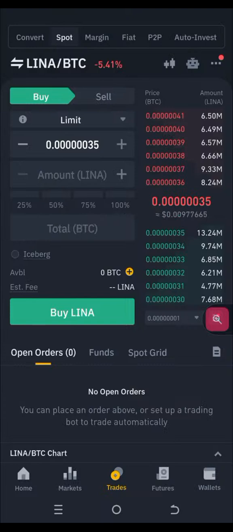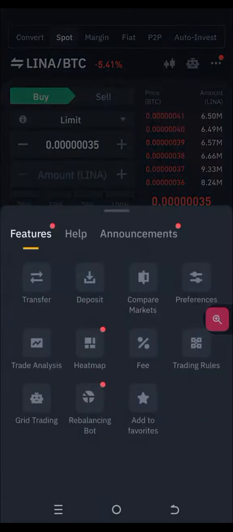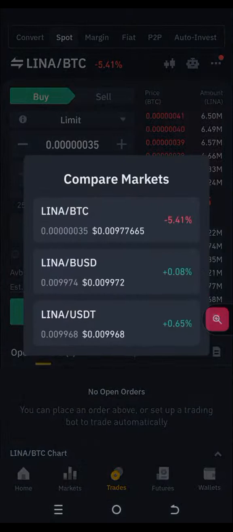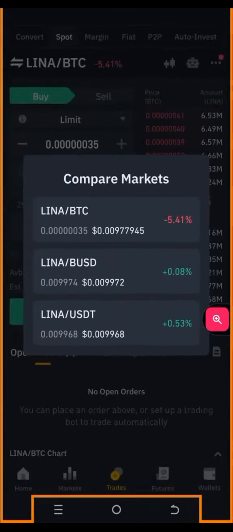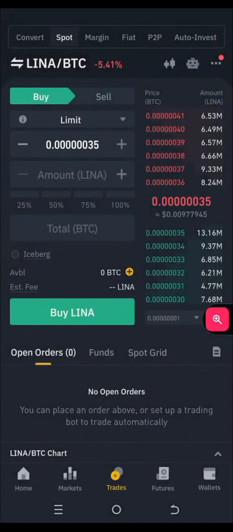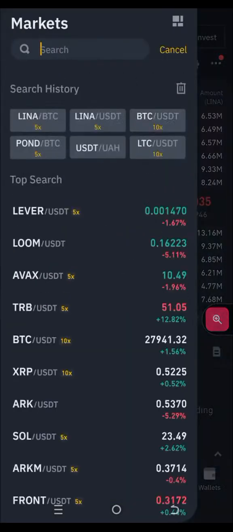Let's find out. Let's quickly go to the compare markets to see what we have right now. So you can see that in the compare markets, we've got Lena BTC at 0.009777, and we have Lena USDT at 0.0099. So obviously we've got to start with BTC. For us to do that, we need to quickly go and buy BTC. But let's do that with simulation first, okay?